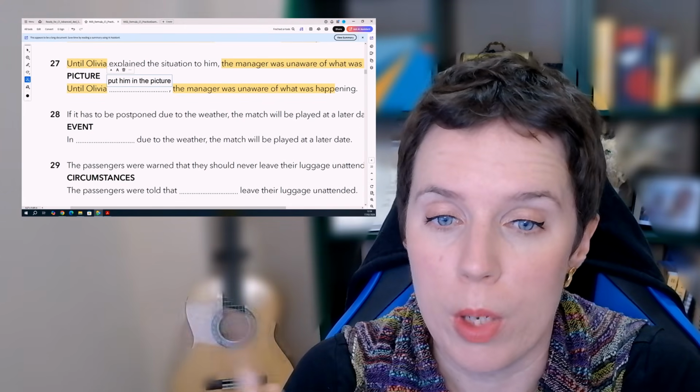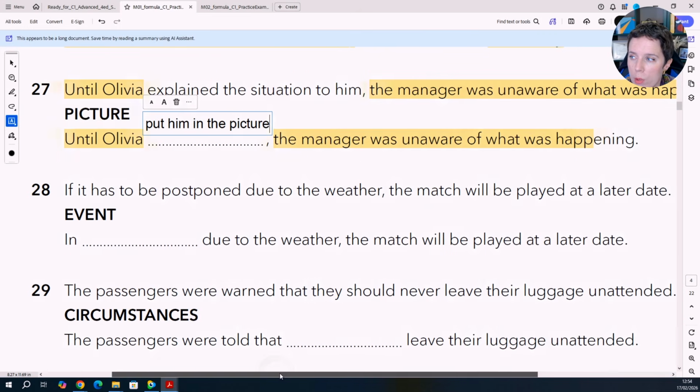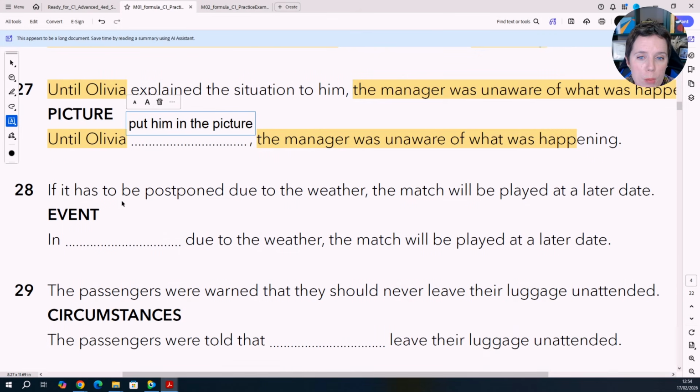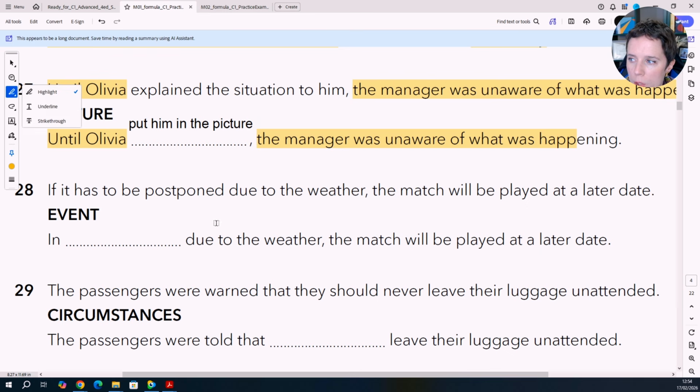Okay, right, so we're going to head on to our next one. Hopefully it's not too vocab focused. Right, so we've got: if it has to be postponed due to weather, the match will be played at a later date. You've got the word event, and we've got: due to the weather, the match will be played at a later date. Okay. So again, let's go through and highlight due to the later date.